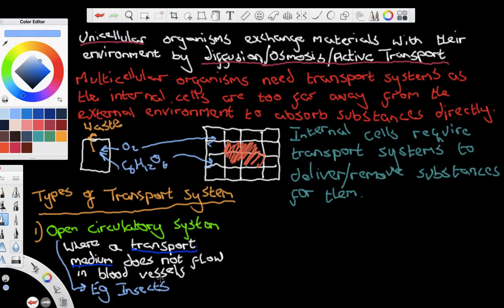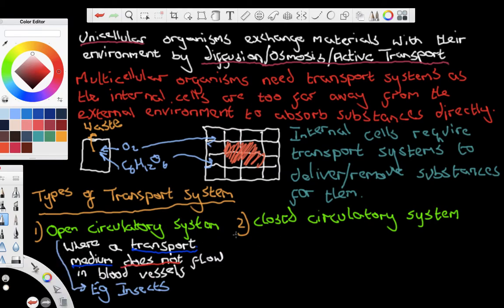The second type of circulatory system is a closed circulatory system. Now, a closed circulatory system is where the transport medium, such as blood, flows in blood vessels. It does have blood vessels, so while this one over here does not have blood vessels, closed does.